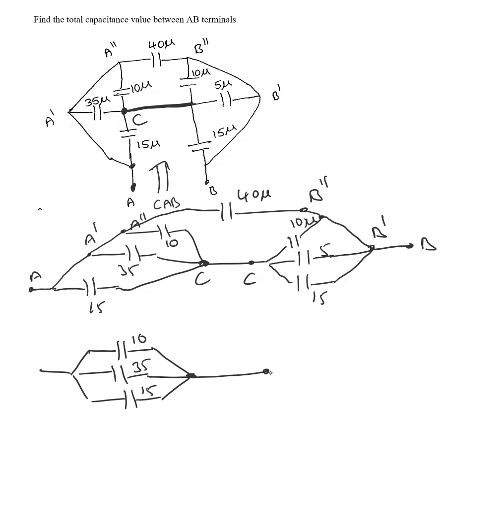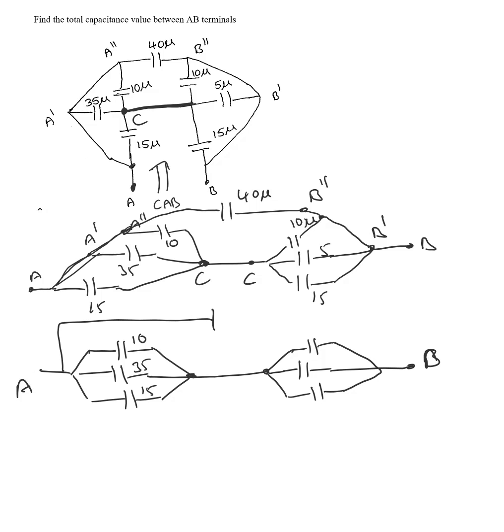Now it's a short circuit. Again, these three capacitors are in parallel. Here is my B, here is my A. Now there is one more capacitor, so this point and this point are the same, so there is one more capacitor starting from there, ending right there. That's 40 microfarad.